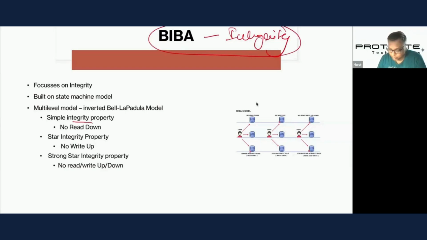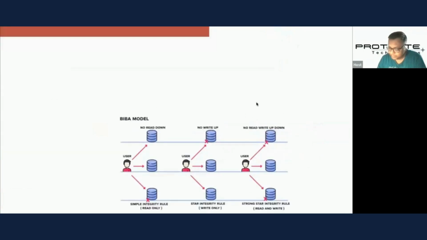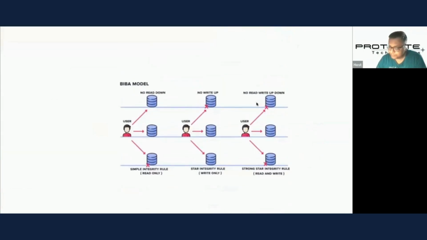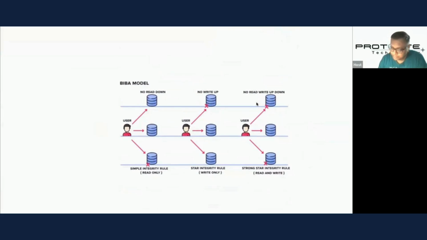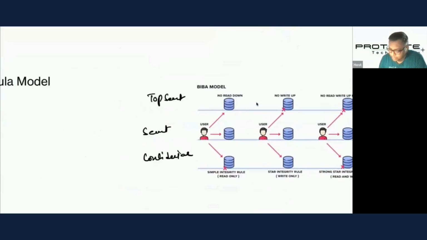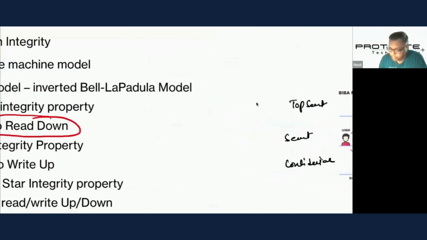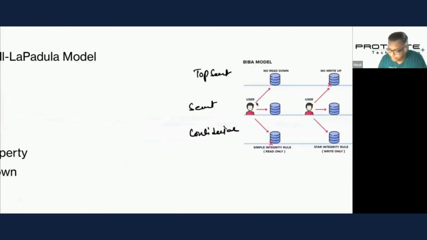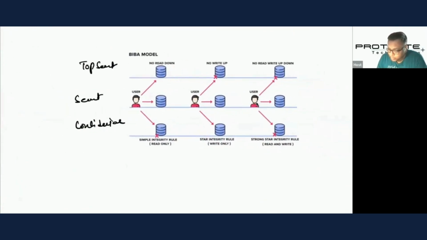So first is no read down. Again, let's explain this with the help of this diagram. The top level is top secret. This is secret. And this is confidential. Now, what is the first rule? No read down. No read down means you are not allowed to read down.